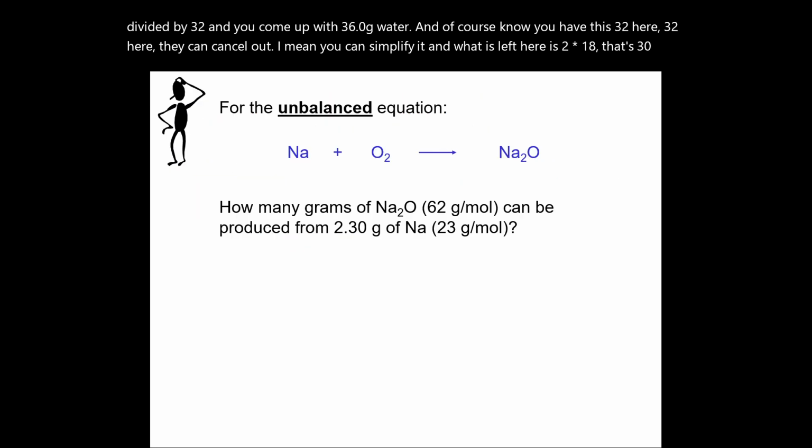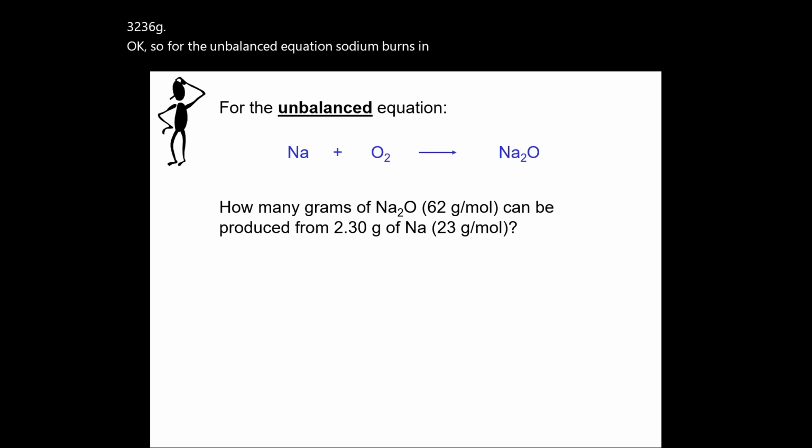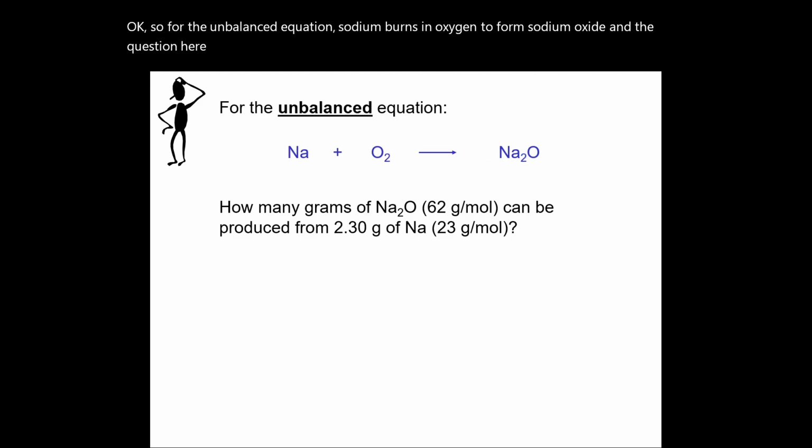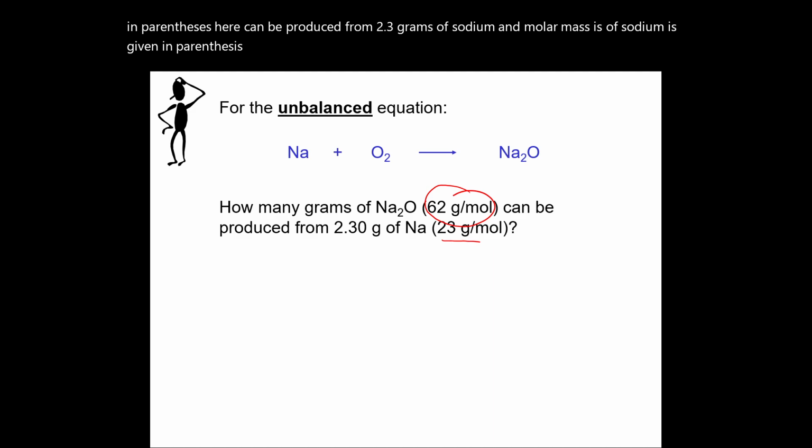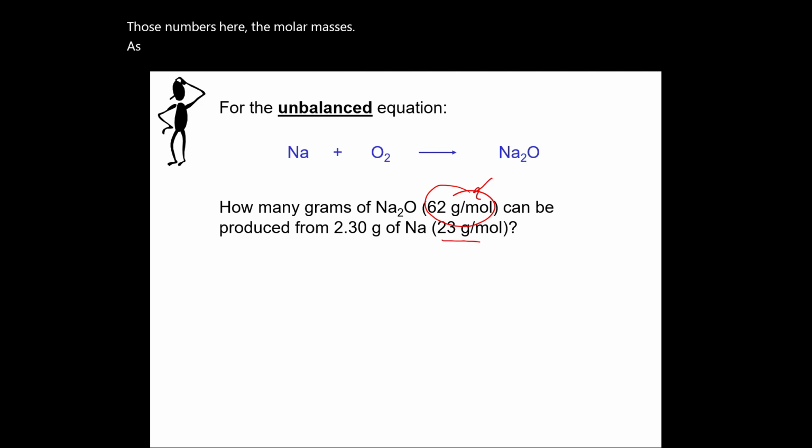Okay, so for the unbalanced equation, sodium burns in oxygen to form sodium oxide. And the question here is how many grams of sodium oxide, the molar mass of sodium oxide is provided in parentheses here, can be produced from 2.3 grams of sodium, and the molar mass of sodium is given in parentheses here. And so basically we can use those numbers, the molar masses, as conversion factors to solve the problem.